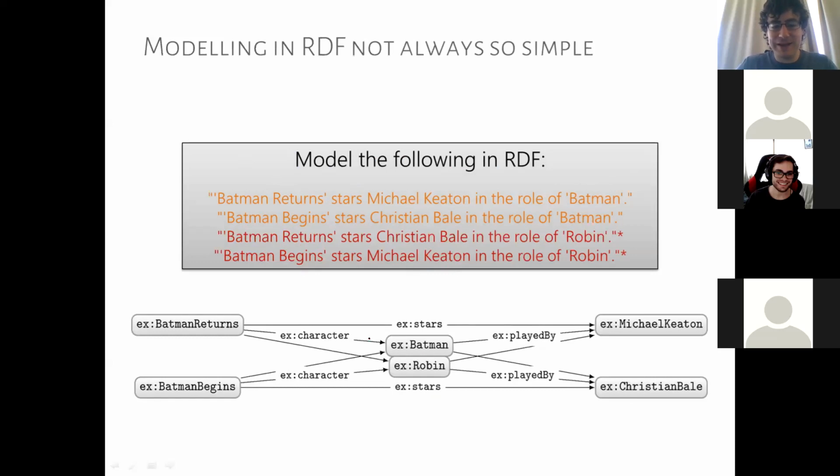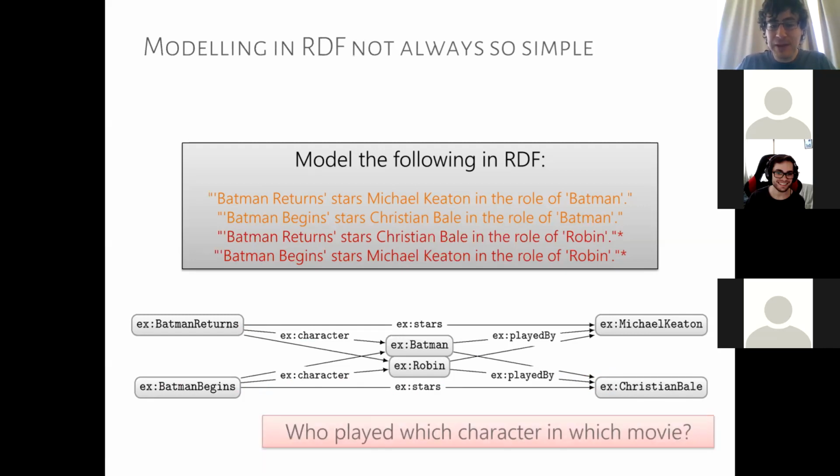So we do the same thing as before, but now we have these two characters, Batman and Robin, and we have to connect both movies to both characters, and both actors to both movies, and then we also need to connect the characters or the actors to the stars relation, which I don't think I've completely done here. Actually, I think I'm missing an edge, but in any case, we need to connect everything to everything, right? And again, we lose the information about which actor played which character in which movie. We don't know.